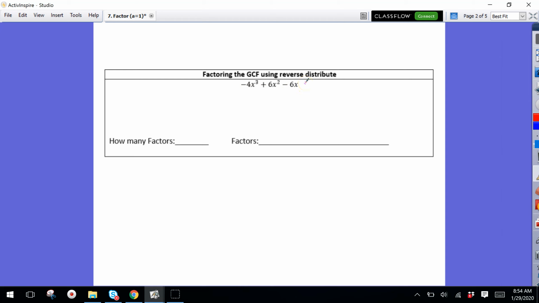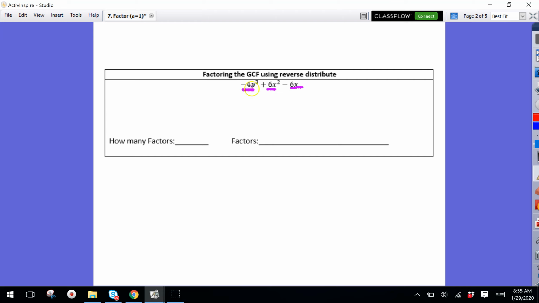Okay, so the first thing that we're looking for is if we can figure out the greatest common factor that we multiplied or that we distributed here. So that's what we're going to do first before we try to do anything else. If you see these three terms, 4, 6, and another 6, you should think, okay, the greatest common factor between those three numbers is 2, because 2 can divide evenly into all three of those numbers.